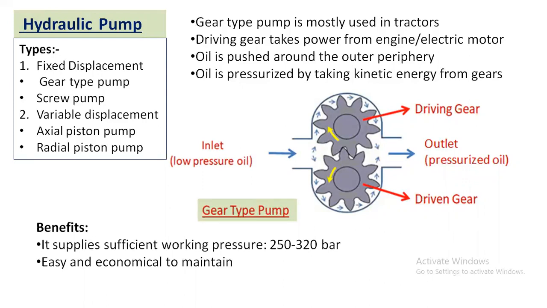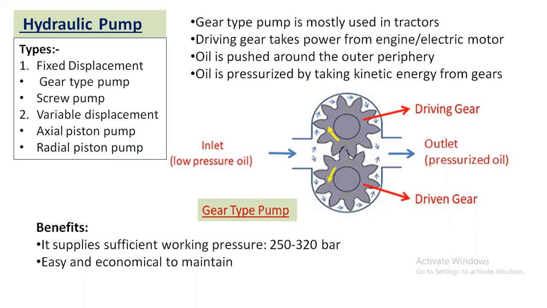it moves with the teeth around the periphery, and it takes the kinetic energy of the gear teeth. The kinetic energy is converted into pressure energy, so the oil is pressurized, and the pressurized oil is supplied to the hydraulic system, the other components of the hydraulic system.